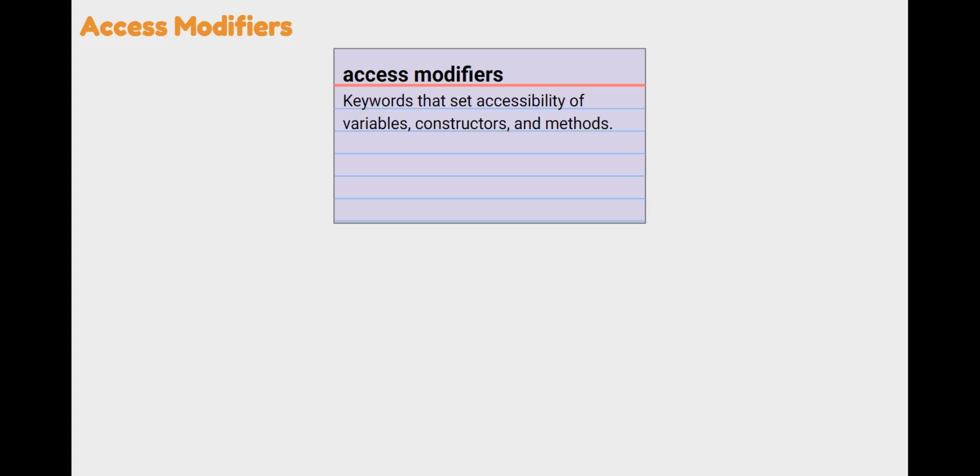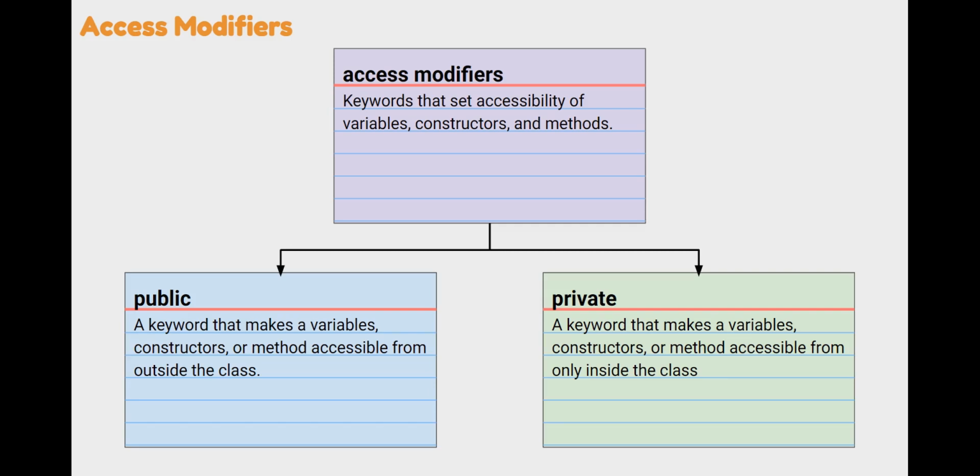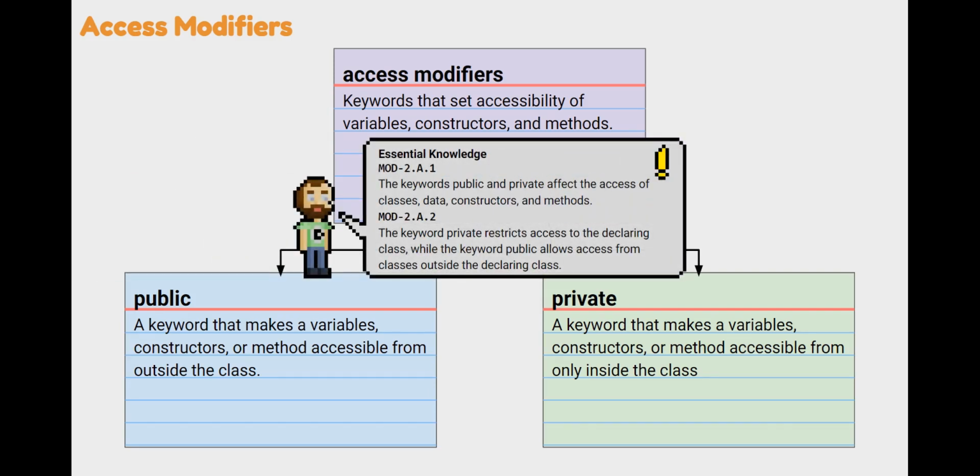The definition that we will be using for access modifiers is keywords that set accessibility of variables, constructors, and methods. We are going to have 2 different access modifiers. The first one being public. That is a keyword that makes variables, constructors, or methods accessible from outside of the class. The keyword private is a keyword that makes variables, constructors, or methods accessible from only inside the class. This aligns with our essential knowledge.